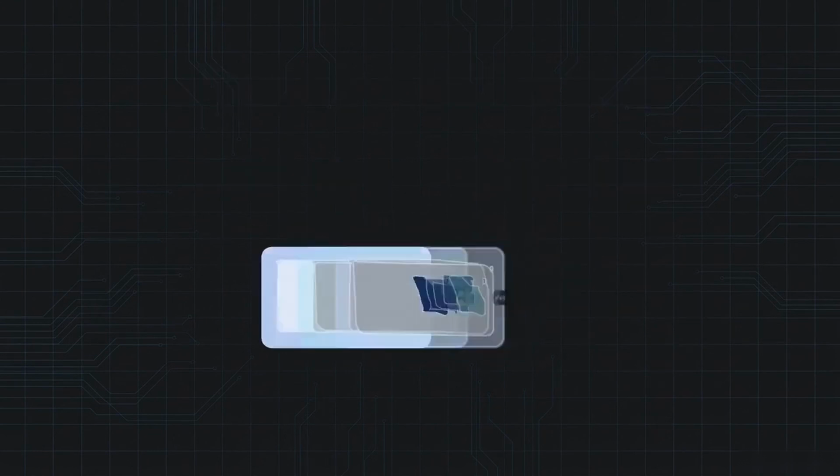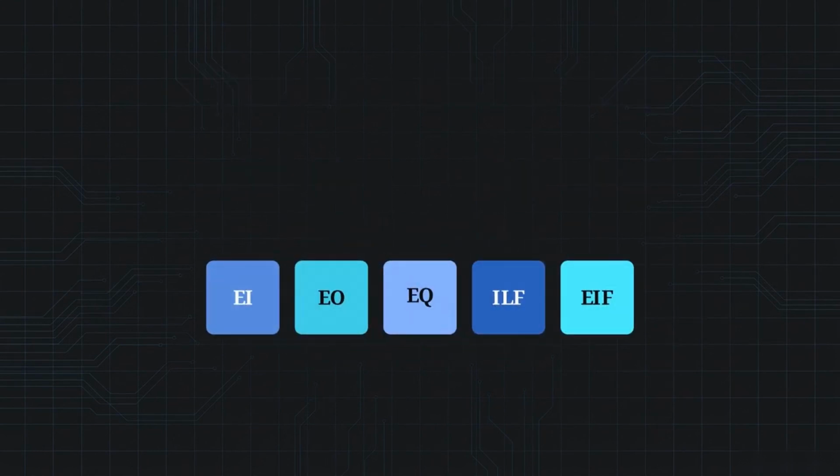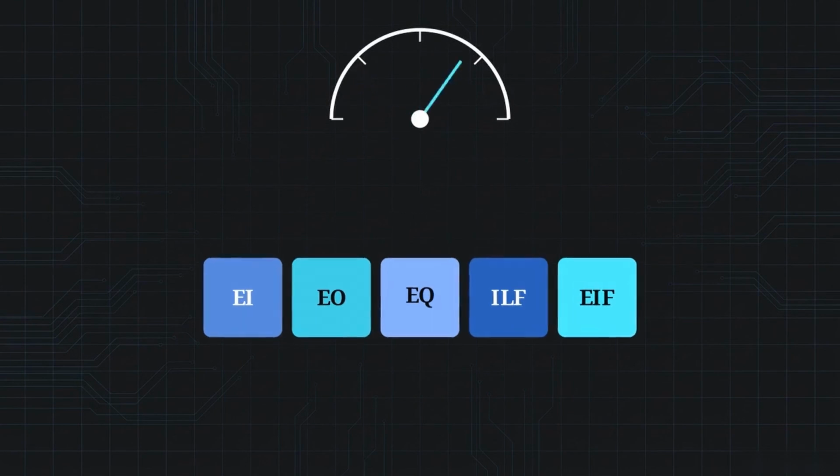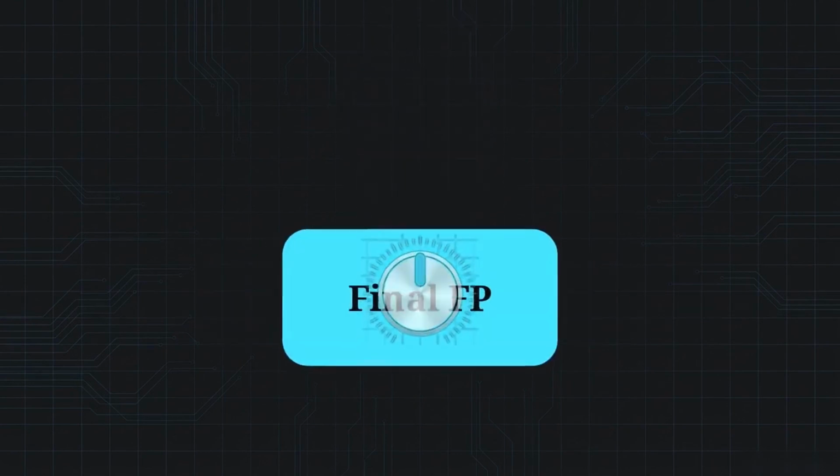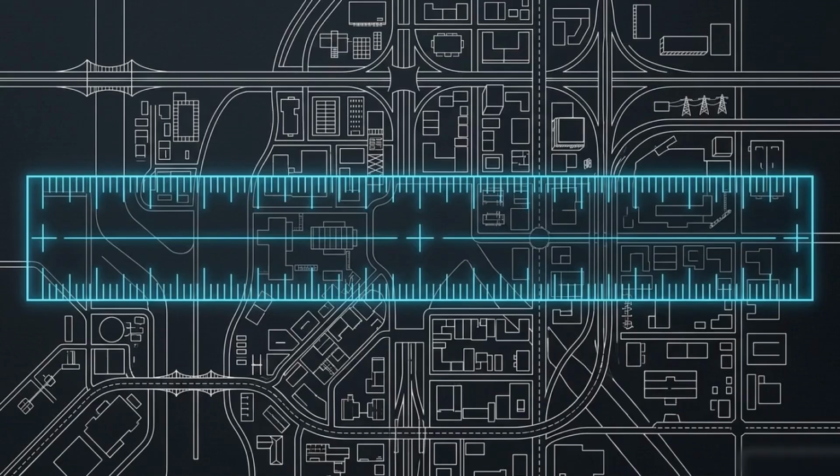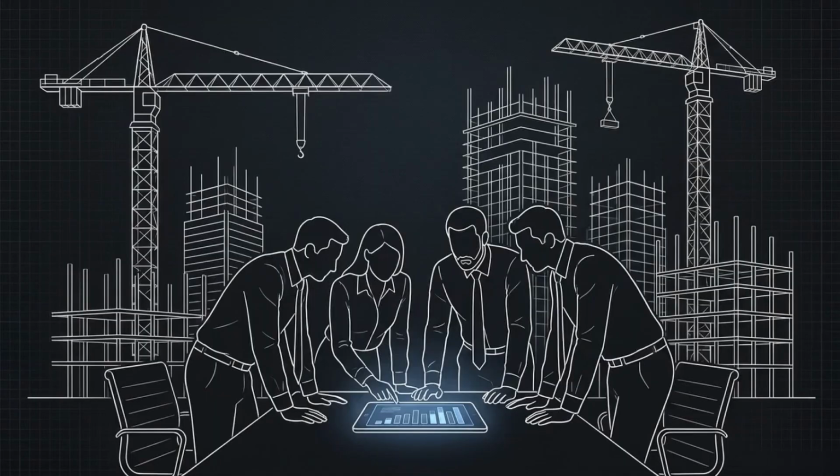By breaking a project down into 5 distinct behaviors, scaling them by complexity, and adjusting for the environment, function point analysis delivers an objective, language-independent metric of software size. This number serves as the essential starting point for determining the effort and resources a project will eventually require.